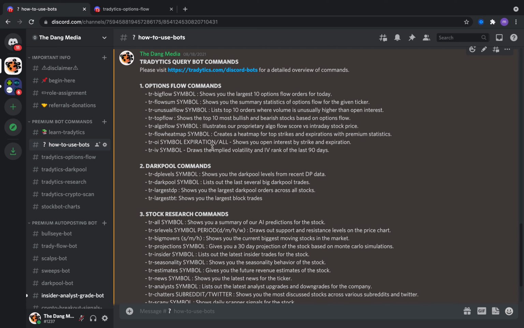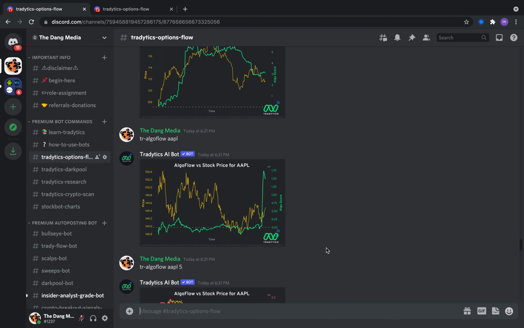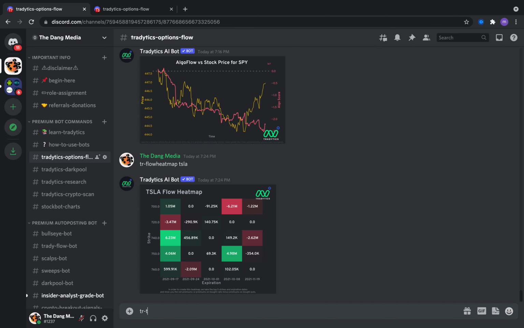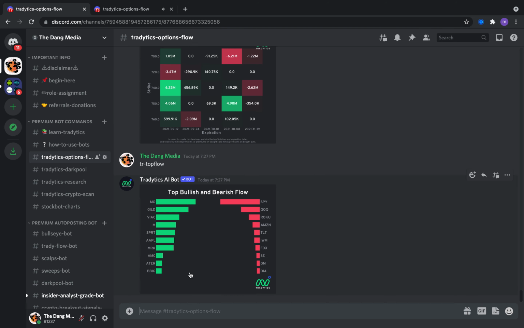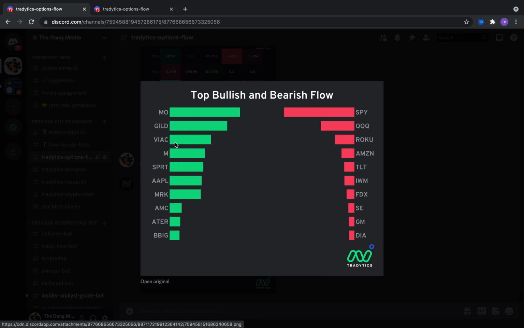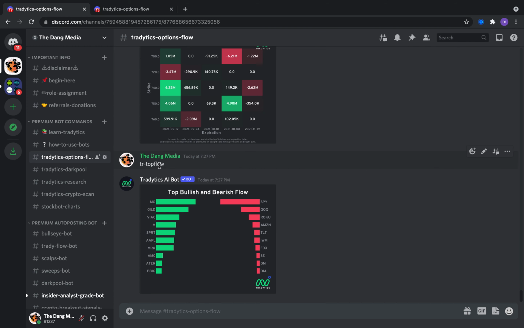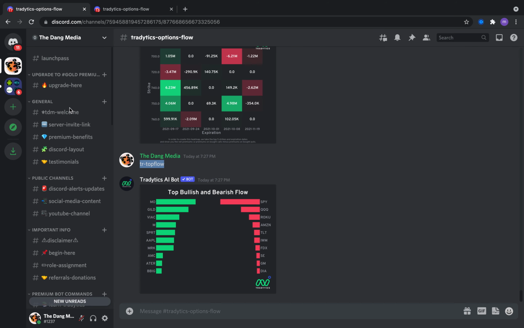So yeah, you guys can go through all of these now that you know how to use the command. Again, just type in TR dash and whatever the command is, and then most of them you have to type in a symbol. Some of them you don't, like TR top flow. For this one, you don't have to type in a symbol. You just type in TR top flow. And then this shows the top stocks with the most bullish flow, and this shows top stocks with the most bearish flows. So that's an example where you don't have to type in a symbol, you just type in the command. And the command has to be exactly the same as this, or else it won't work.